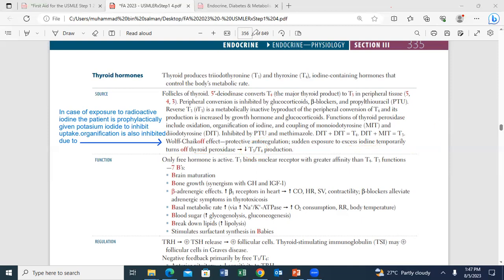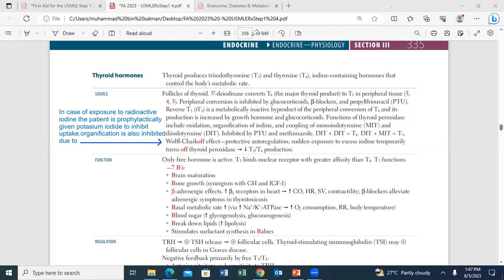So we completely turned off the thyroid peroxidase, and that led to an ultimate decrease in T4 and T3. So that's a very interesting point. Iodine is involved in the formation of thyroid hormone, but sudden exposure to excess iodine leads to decreased T3 and T4. Now you may get a clinical scenario in which there is a worker working near a nuclear reactor, or there is radioactive iodine exposure. They simply tell you, and prophylactically we give potassium iodide to such a patient.